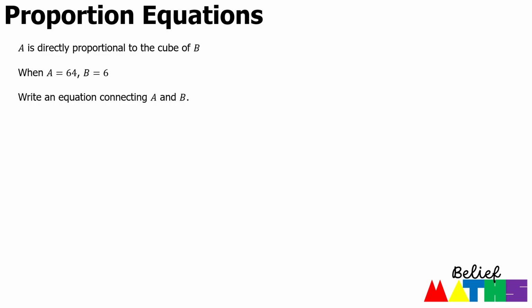So the next question is proportion equations. And we're told that a is directly proportional to the cube of b. Well, the cube of b means b cubed. And we're told directly proportional is equal to k times whatever that other thing is. So we start by our standard form, which is a equals k b cubed.